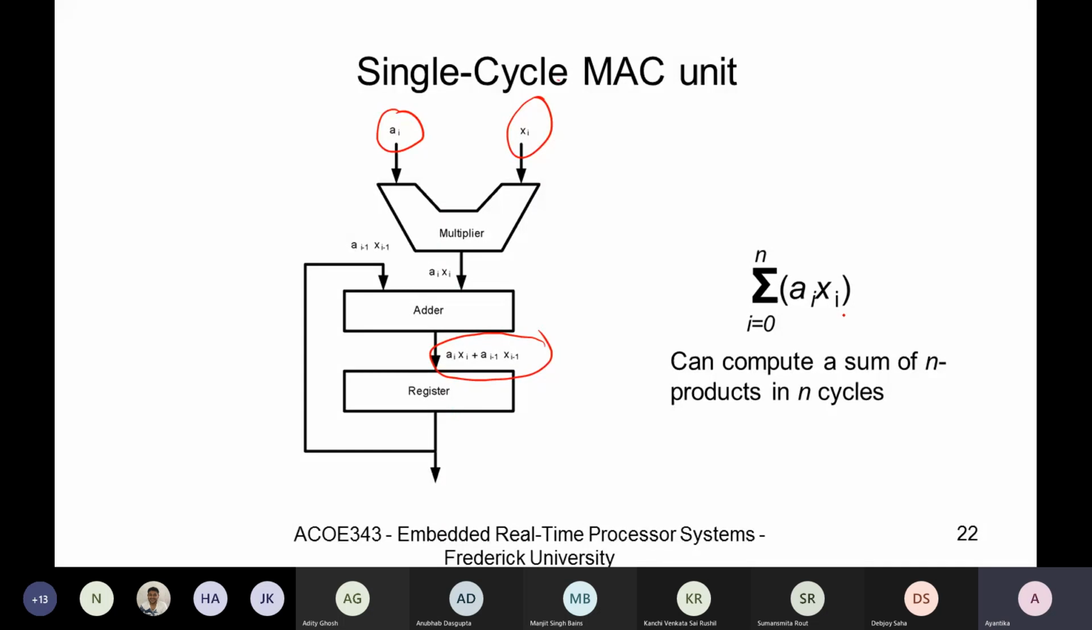So if you are trying to compute this multiply and accumulate, you can compute this sum in just n cycles, because at each cycle you are getting the support of both multiplication and addition. Now you understand that this can also be heavily used in our convolution layer, and that is why these types of processors are meaningful whenever we are talking about this CNN improvement.